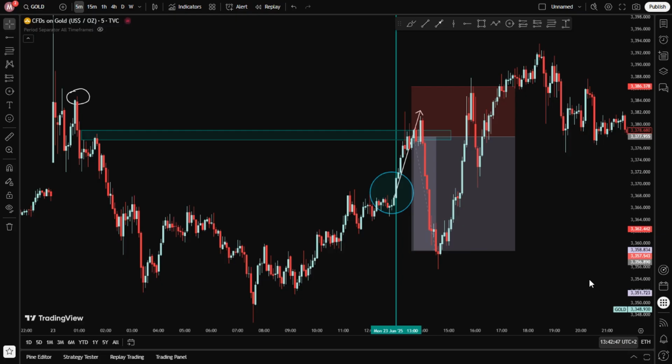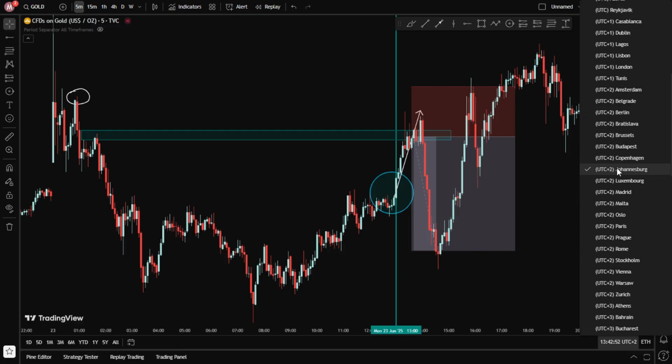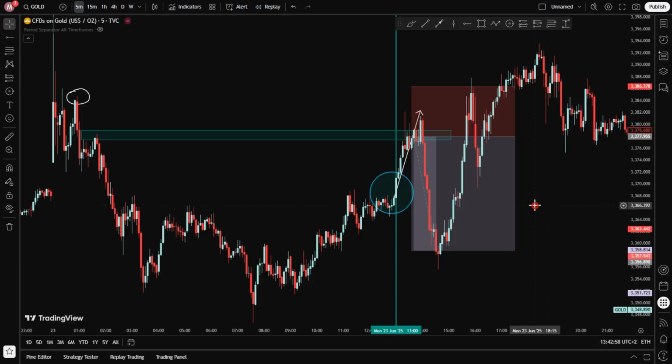And now secondly, you want to make sure that you change your time zone to UTC plus 2. This is the South African Standard Time, UTC plus 2, right? So now you are on the 5 minutes time frame and also your time zone is on UTC plus 2, right? So now here on the chart, this was my previous analysis using my own variation of the 714 method.